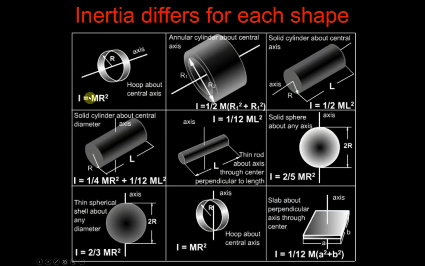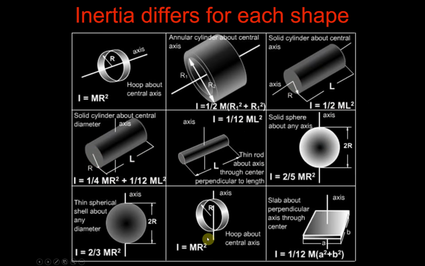So take our hoop. We saw this previously. I is equal to mr squared. Take a thick hoop now, an annular cylinder, and you're talking about 1/2 m times the difference in the radius squared. A solid cylinder behaves differently to a hoop at 1/2 mr squared now. Again, solid cylinder now, if we rotate it about this axis instead of this axis, has quite a different expression and quite a bit more complicated, taking into account both R and L. Thin rod, again. Solid sphere, I is 2/5 mr squared.